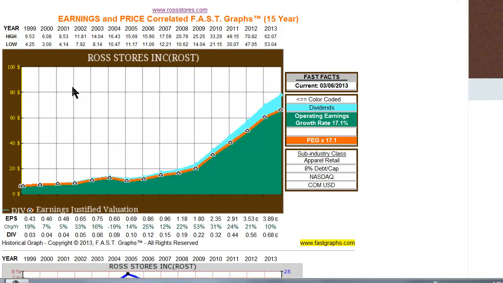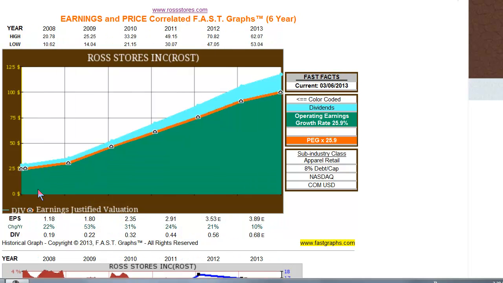Perhaps what's most interesting about this graph is you can see that ROST stores' earnings per share actually accelerated. The growth rate actually accelerated during and coming out of the Great Recession. I believe this earnings record really illustrates the recession-resistant nature of this extremely high-quality retailer. Earnings growth accelerated over 25.9% from the 17.1% longer-term average.